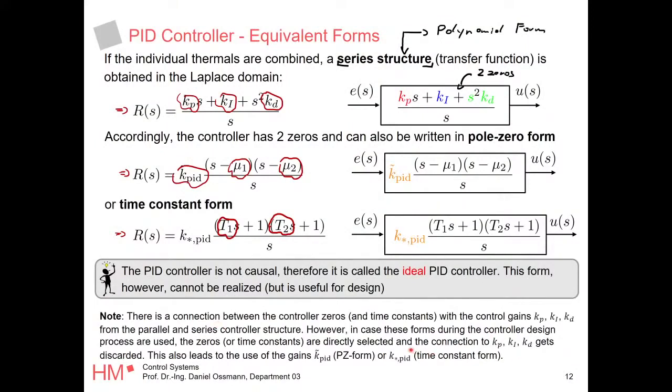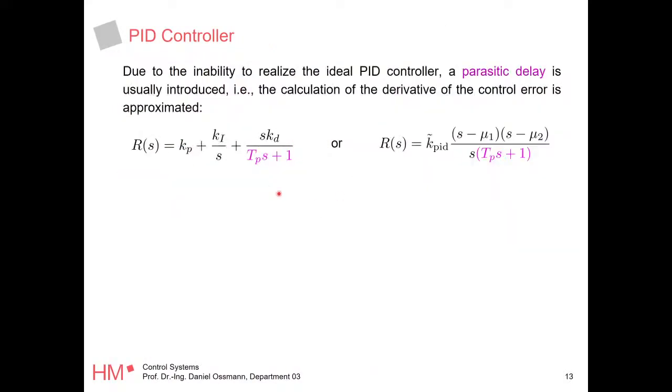This basically says that it makes sense to use the controller in the form you prefer. So to make that controller now realizable, we are introducing some parasitic delay or parasitic lag. Well, lag, I think, is the better phrase. So that means we simply take our controller and multiply a PT1 system to it, right?